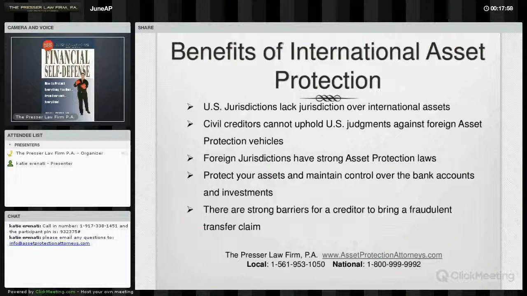And again, we'll talk about this in more depth, but just to give you a quick example, depending where you are in the U.S. and whether it's state or federal, normally there's about a 4-year look back on a fraudulent transfer. In some of the offshore asset protection jurisdictions, the statute of limitations for a fraudulent transfer might be 0 years. It might be 1 year. It might be 2 years. So very short and very strong fraudulent transfer statutes.